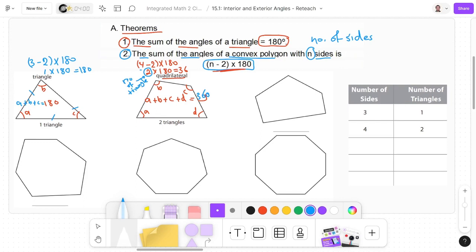How can I know the number of triangles? As you can see here, let me draw it for you. Let's say pick any of the sides or the corners.